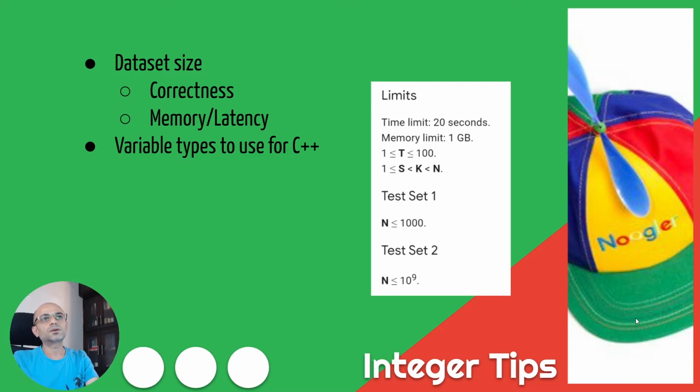So we will take a look at a sample, like tips for integer variables in C++. Like if it says 10 to the power of 9 or 10 to the power of 18 as the max limit, what are the integer variables that you can use? So let's check it out.